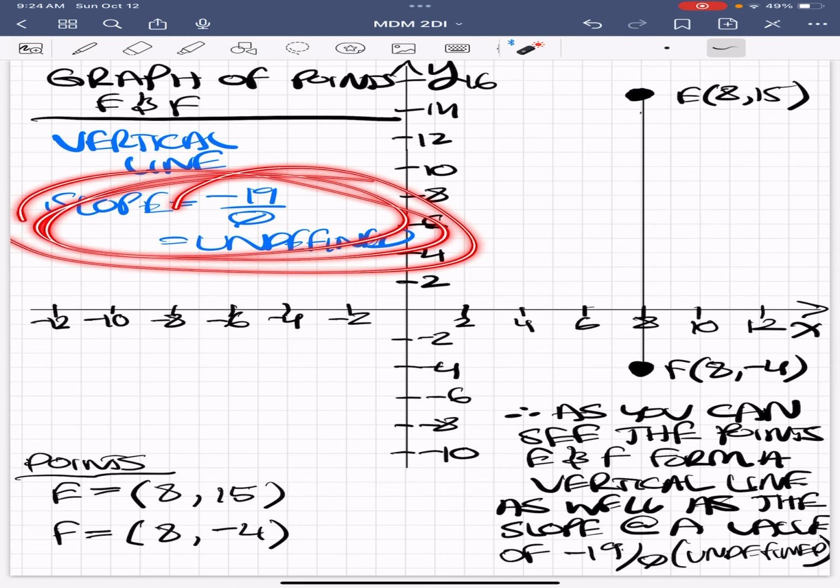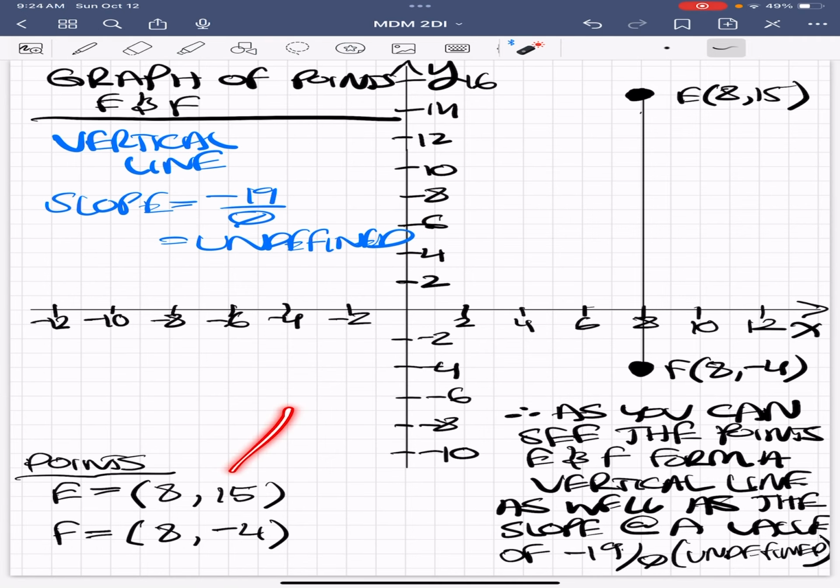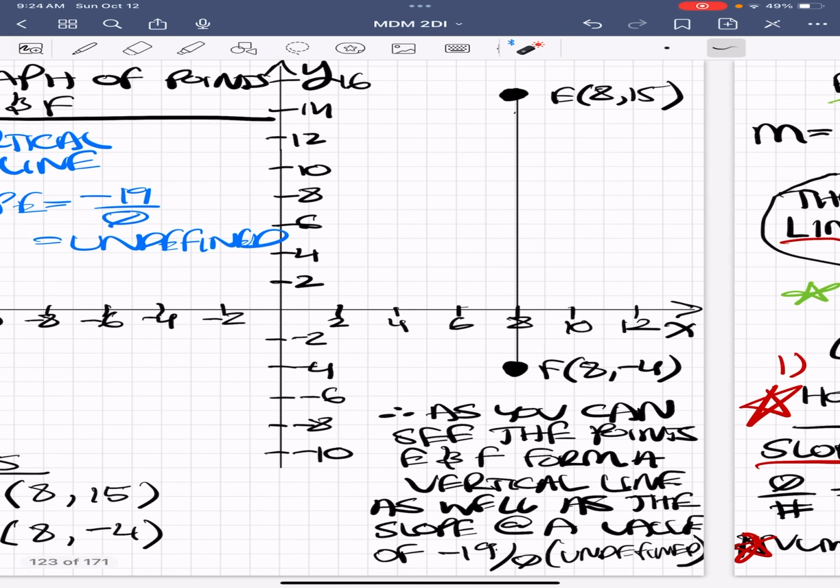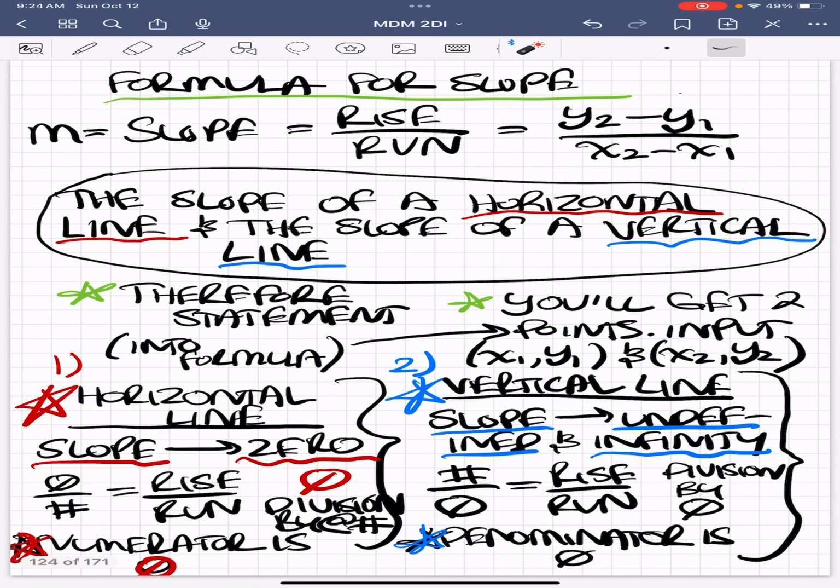So we're going to circle that. And we have points listed down there. And that's about it. So now we're going back to this page, so we're going to go through it again.